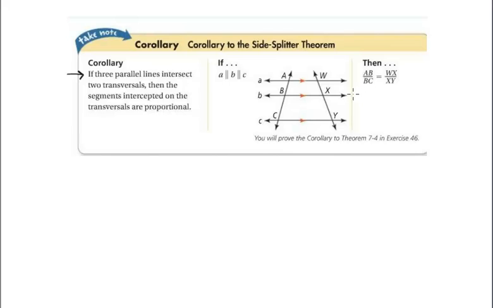We've got our 3 parallel lines right here, A, B, and C. And we've got our transversals right here, right there. So that's just saying that this part in here to this is proportional to this and this. So I'm going to pull up number 3 and we'll work this problem out.